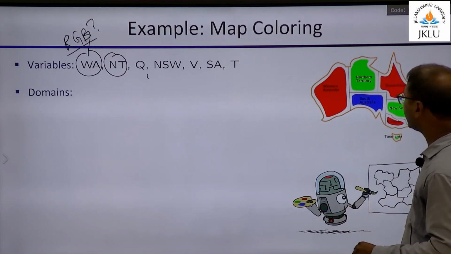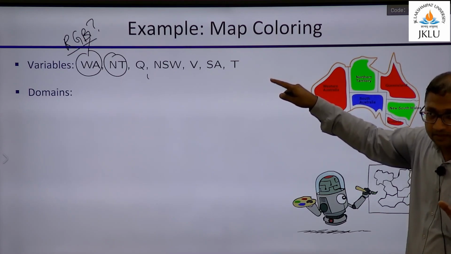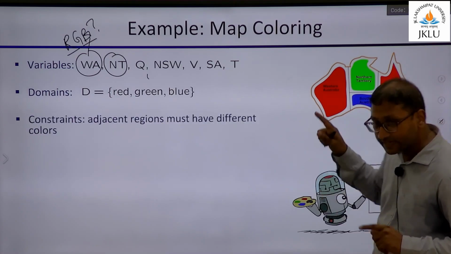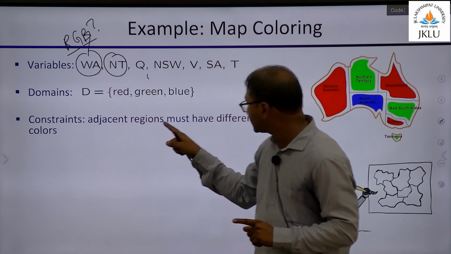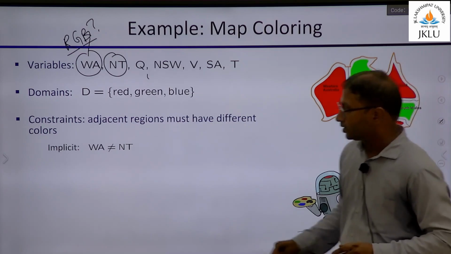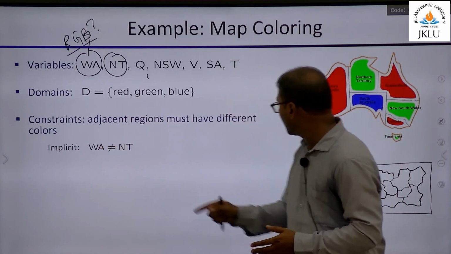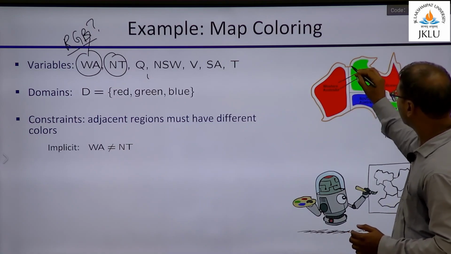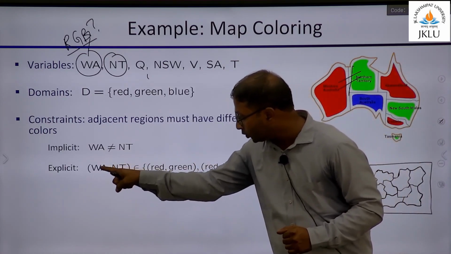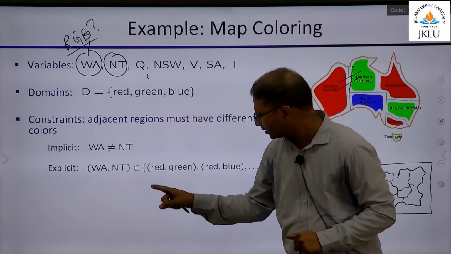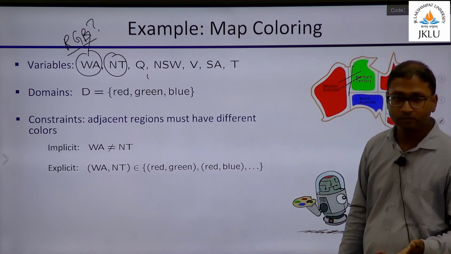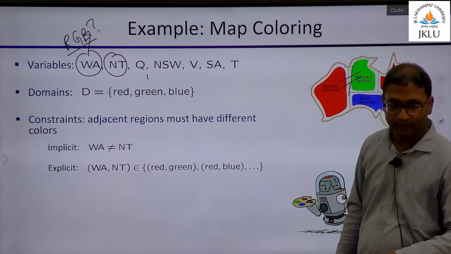So domains, you have already told me what are the domains for these variables? RGB. Okay. Constraints now come. Adjacent regions must have different colors. So implicit constraint would be, for example, WA cannot be equal to NT. Explicit would be WA and NT ordered thing should be either in red green or red blue or green blue, right?